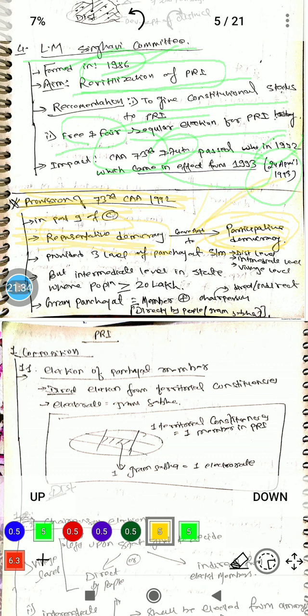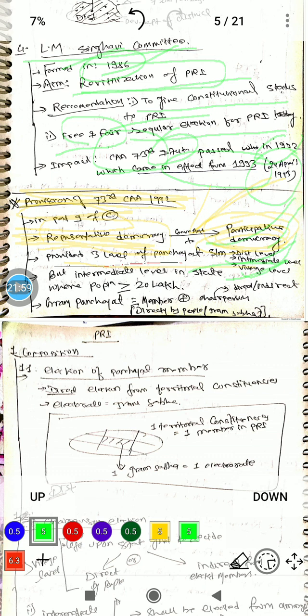It also provided for a three-level panchayat system: the district level, the intermediate level, and the village level. So the Constitutional Amendment Act of 1992 did not provide just two tiers, it provided three tiers: the district level, the intermediate level, and the village level.